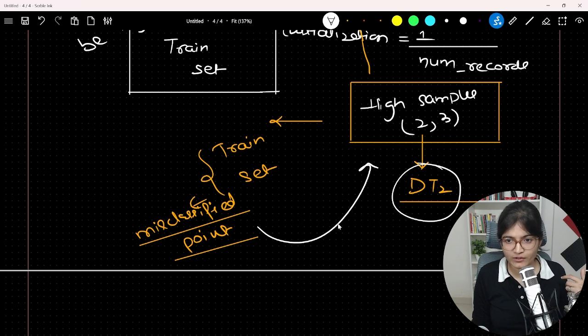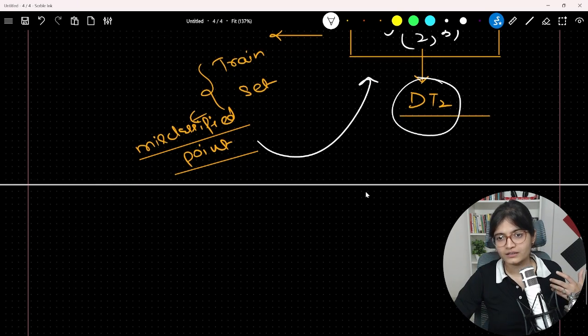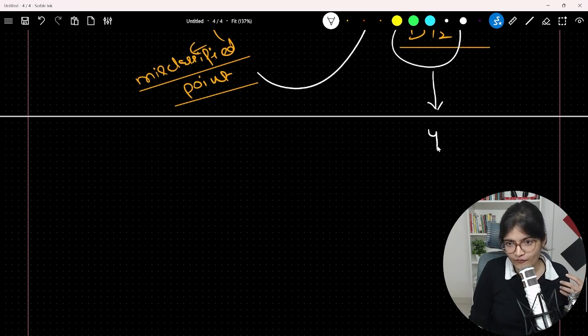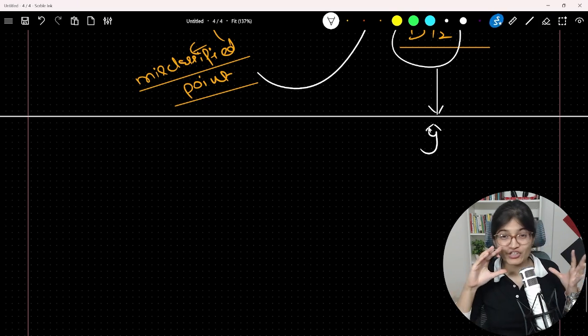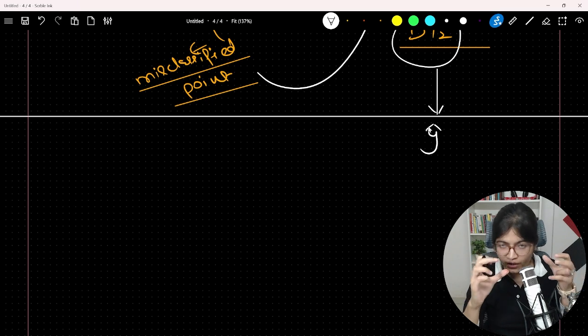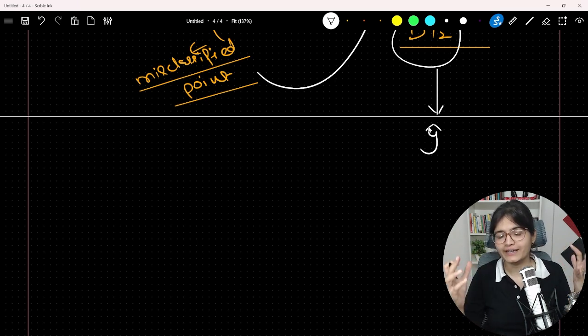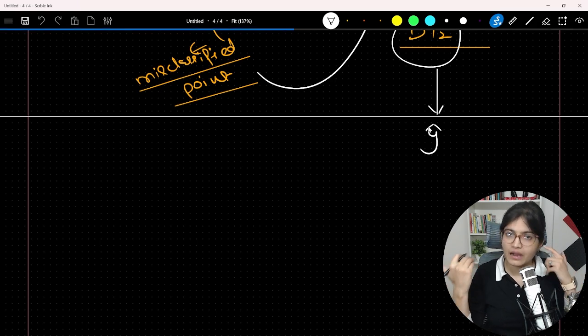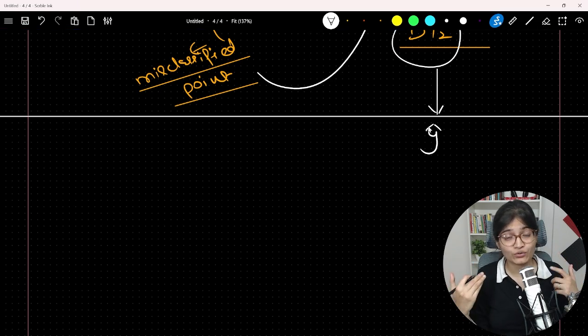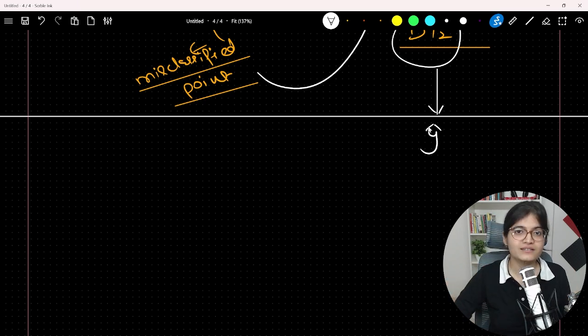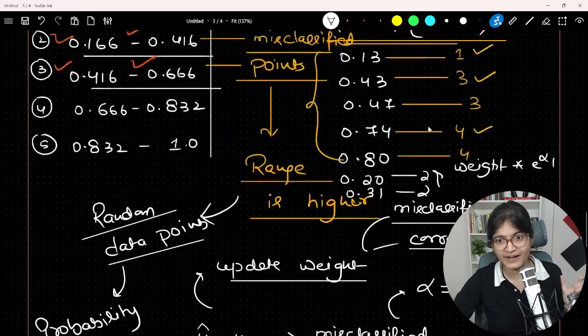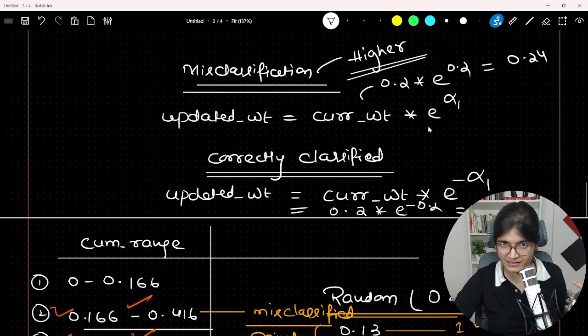Now the same thing we will do there also. We will try to evaluate the DT2. Then with respect to DT2, what is the value of y cap? Once we evaluate the value of y cap, we will check the error rate by adding all the misclassified points that we have. Then we evaluate the value of alpha. Then we update the weights using the formula: e to the power minus alpha 2 for the correctly classified points, and e to the power alpha 2 for the misclassified points.